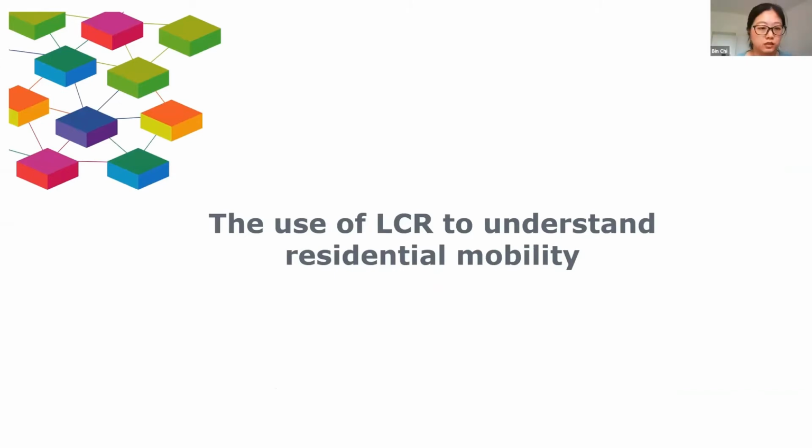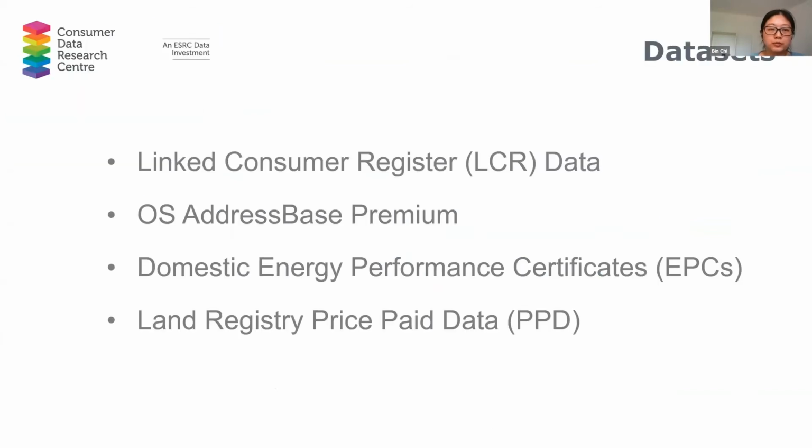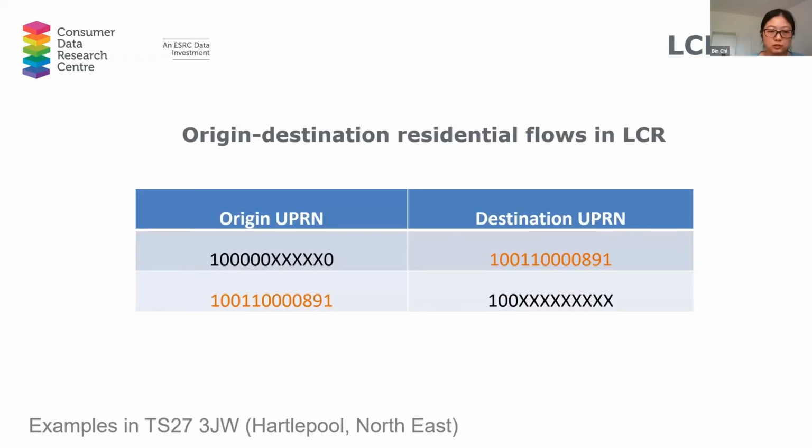Okay, thanks May. Next I will introduce our second ongoing case, which uses LCR data to understand residential mobility. The core aim is to understand residential mobility in terms of flow size change. Here I list four data sets used in the second case study, and I will introduce them one by one. Let's start with LCR data.